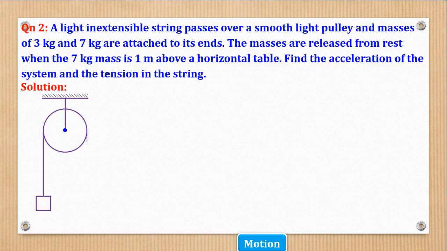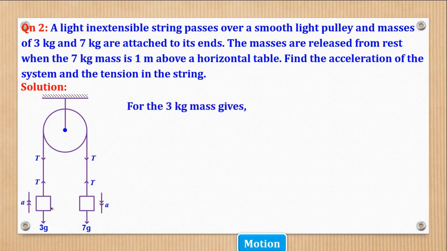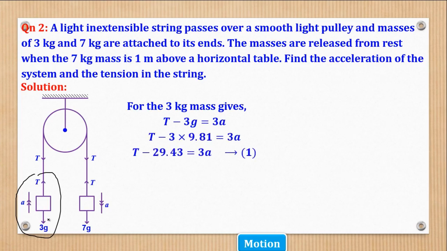So we shall first illustrate, put the weight, the tensions acting inward, then the weight and the tension acting inward. Then the acceleration, 7 is heavier, it goes down, 3 is lighter, it goes up. So for the 3 kilogram mass, these are the forces. It is upward, so it will be T minus 3G equal to 3A. Substitute for G and get equation 1.